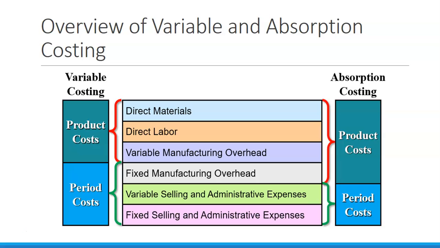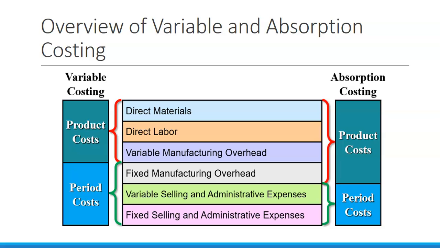When we're looking at the difference between variable and absorption costing, what has been normal for this textbook, chapters 1 through 5, is absorption costing. Under absorption costing, all costs, material, labor, and overhead, end up as product costs, and selling and administrative expenses are period costs. Under variable costing, direct materials, labor, and variable manufacturing overhead are product costs, but fixed manufacturing overhead becomes a period cost.